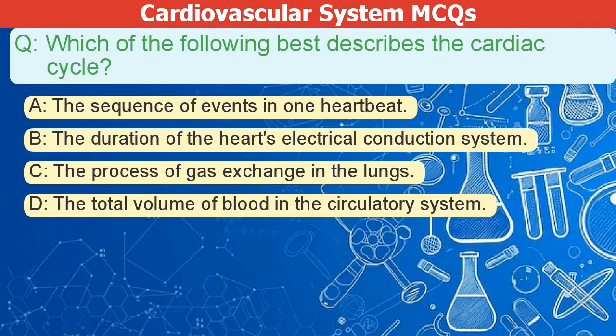Which of the following best describes the cardiac cycle? A. The sequence of events in one heartbeat.